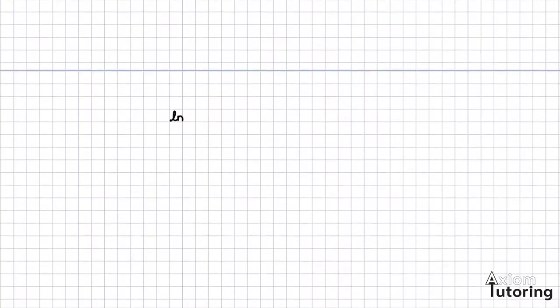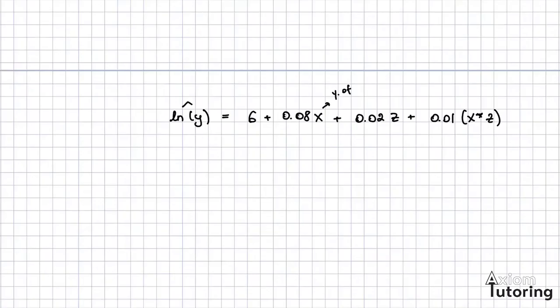So let's assume that we have an estimated model where ln of y is equal to 6 plus 0.08x plus 0.02z, and then 0.01 x times z, okay? And again, here, x is years of education, and z is years of experience, and y is our monthly income, but now it's in logs.